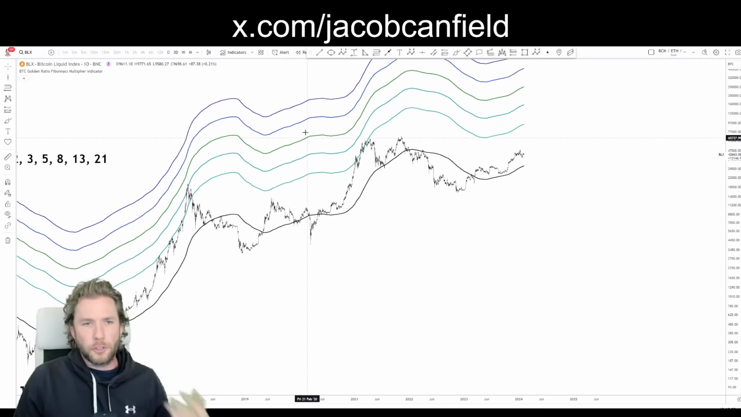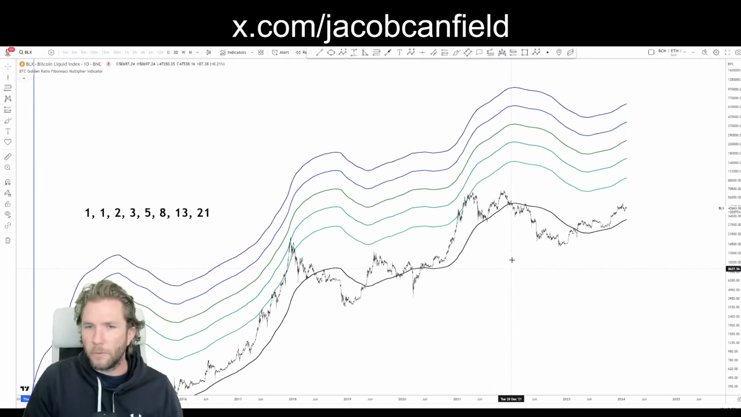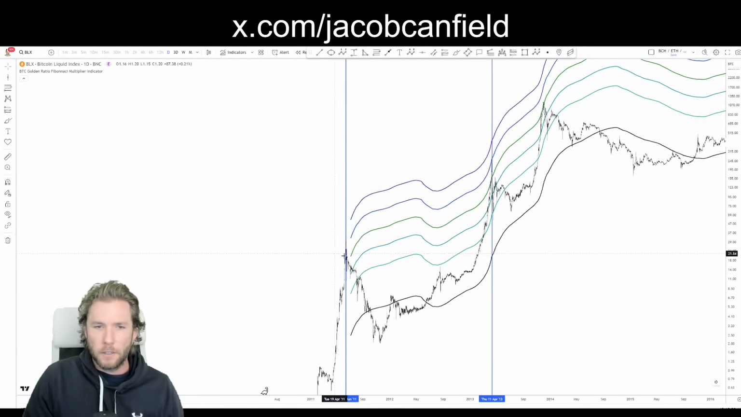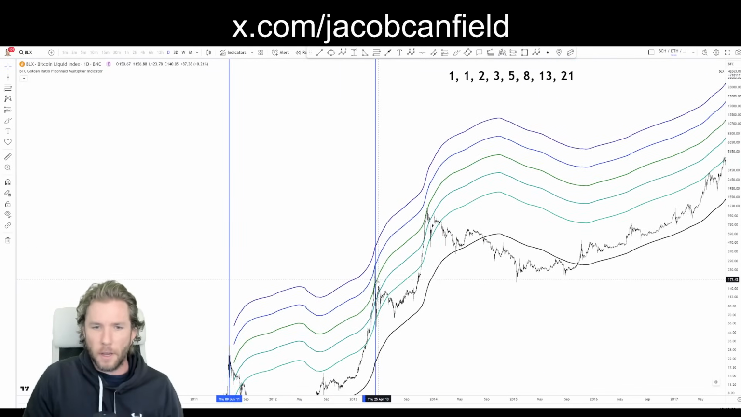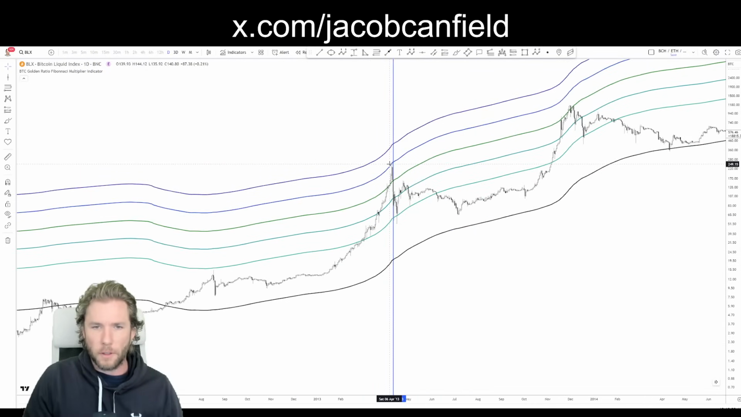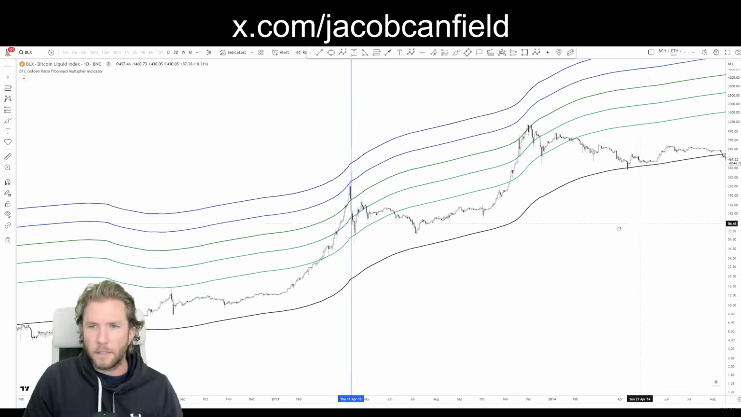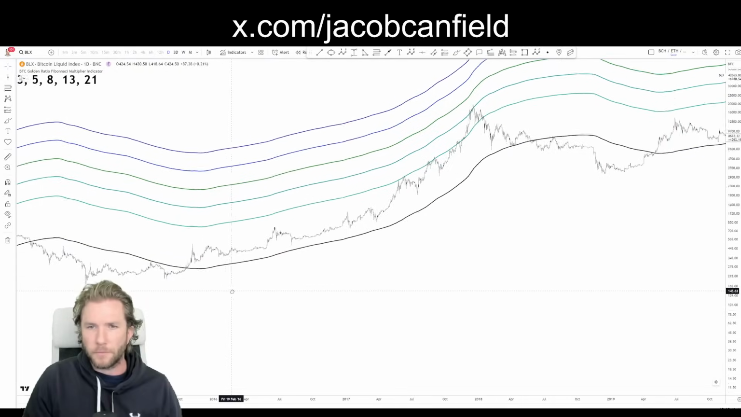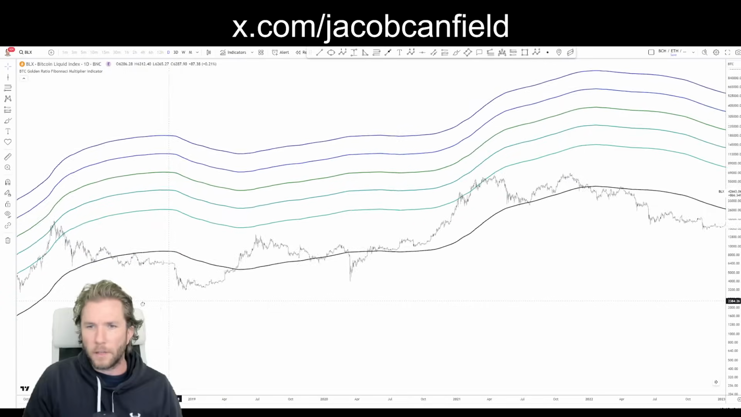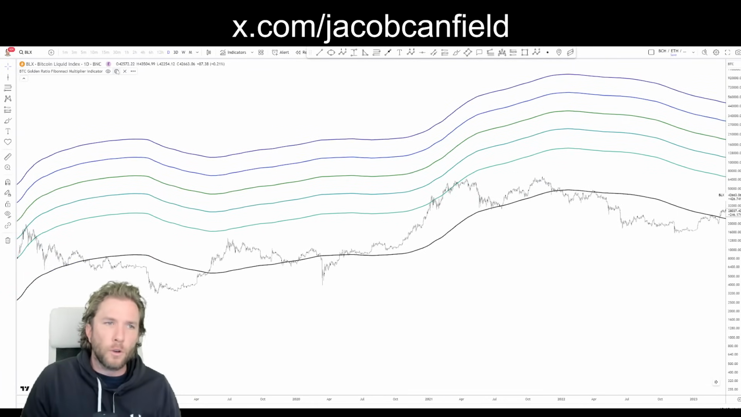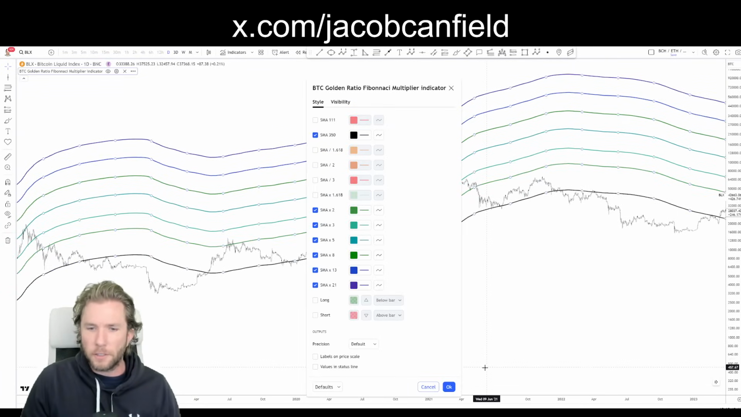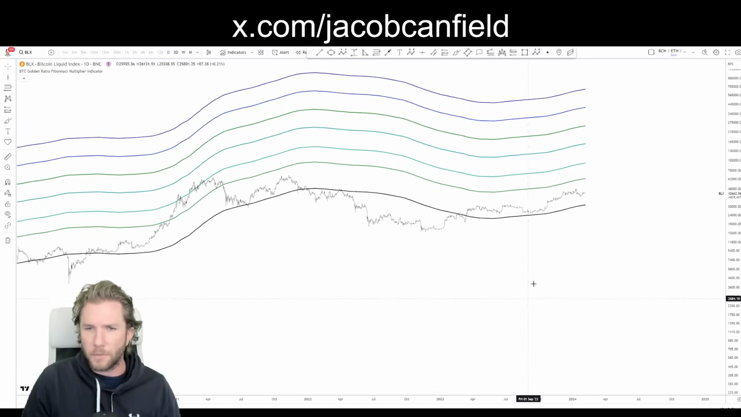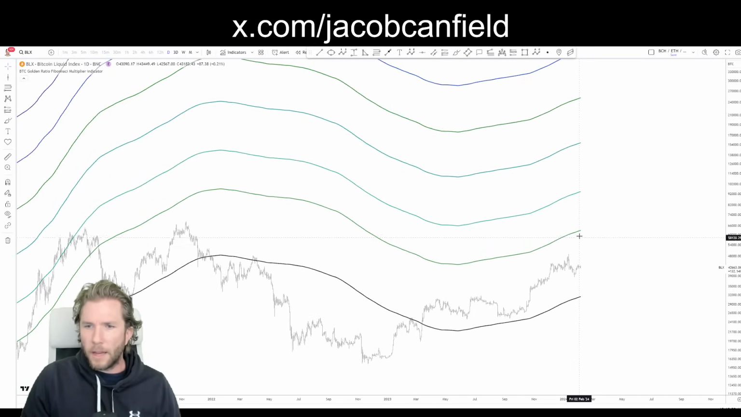So if this theory holds true, we had 21 back here, then 21, 13, 8, and then 5. Now we've got 3. The next golden ratio multiplier should give us our next cycle top, and that's at 2. That should be this level here, which is currently at 64,000.